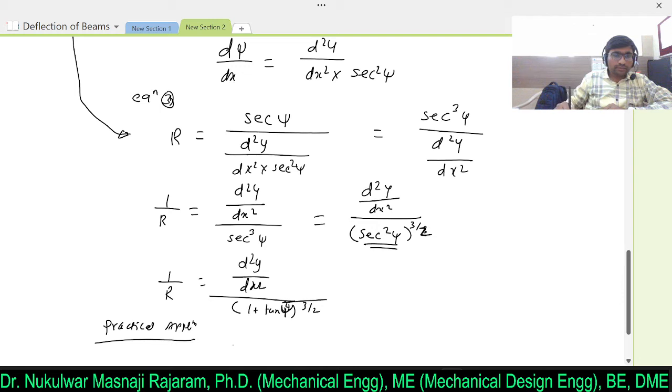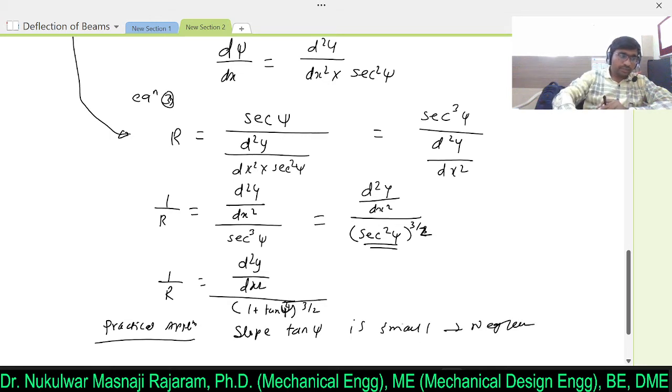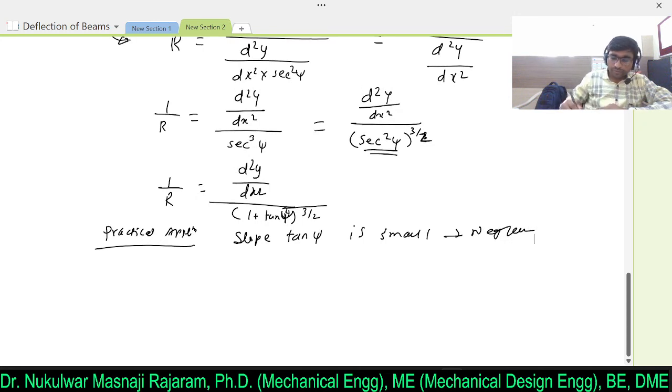Now again the angle, or we can say the slope tan psi at any point, is a small quantity. So we will neglect it. Clear? So from the above equation I can rewrite 1 upon r equal to d2y divided by dx square. Clear? So let's say this is equation number 4.